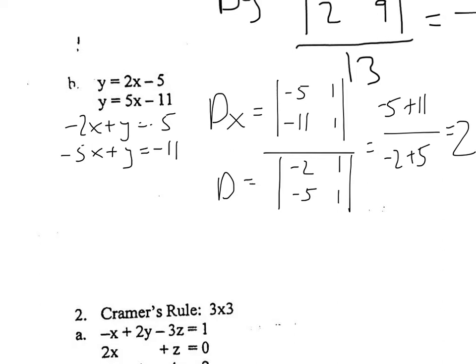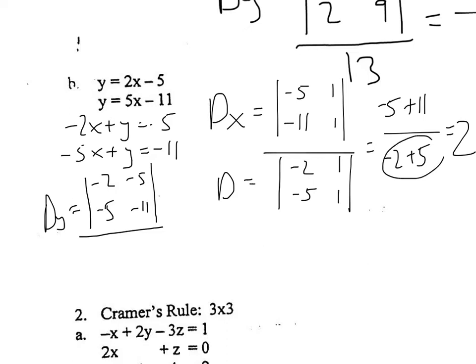And then if I want to find the y's, we'll now replace the y's. So do d sub y. So the x's will stay now, -2 and -5. But the y's I'll replace with -5 and -11. Divided by, and remember I already found out what that d is, so 3 on bottom. So I have 22 minus 25 divided by 3. So -3 divided by 3 is -1. So my solution would be 2, -1.